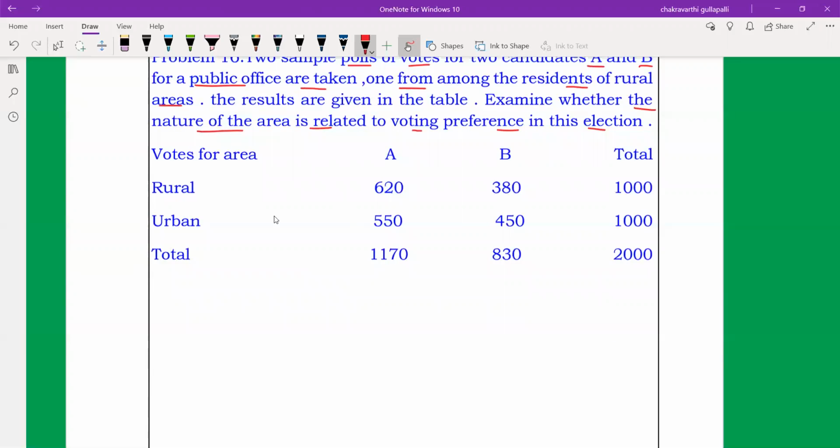Votes for rural area and urban area. So is the voting preference influenced by rural or urban area? Rural area: candidate A 620, candidate B 380, total is 1000. Urban: 550, 450, that is 1000. Total for candidate A is 1170, candidate B 830, total is 2000. Now we have to choose a suitable test. For this case the suitable test is the chi-square test.